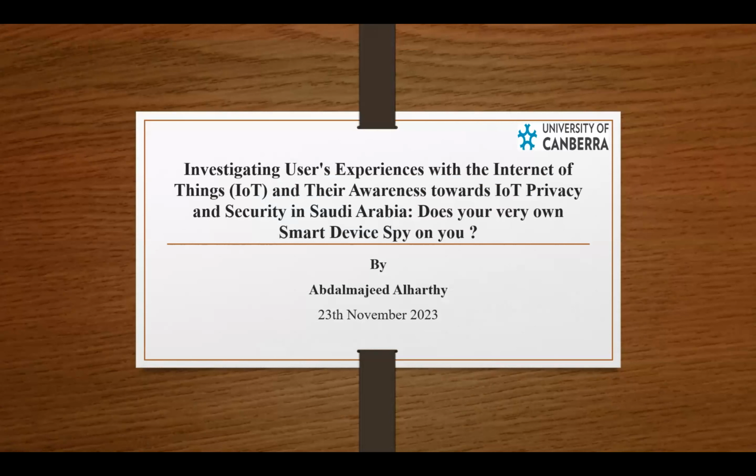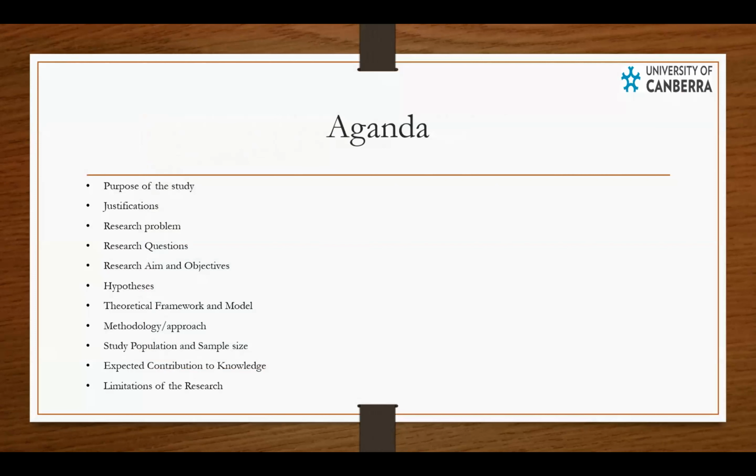So basically, my paper is investigating user experiences with the Internet of Things, IoT, and their awareness of IoT privacy and security in Saudi Arabia. This is basically part of my PhD research.